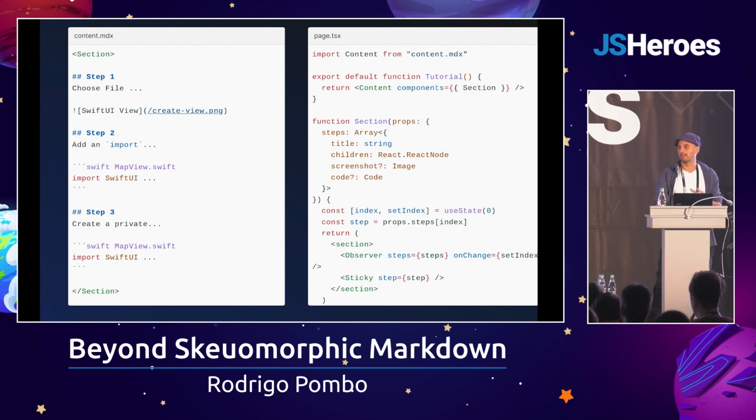But the problem is that this component needs the content in this specific shape, a list of steps with all these properties. And we don't have that. And I think this is the real problem, why it's hard to build this type of content website. Not because building the UI is hard. I mean, sometimes it is, but we know how to build the UI. Come on, this is JSHeroes. The problem is how to pass the content to the component.